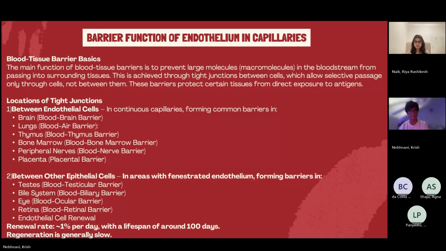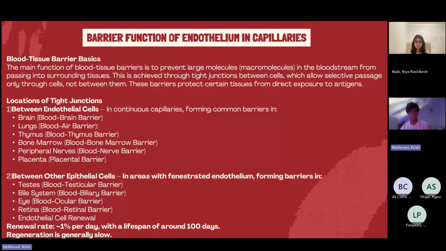new vessel. Barrier function of the endothelium. This is basically to prevent macromolecules from the bloodstream from going to the tissues. This is achieved through tight junctions between the cells, which, like I said before, allows selective passage of the macromolecules. Not all macromolecules can pass through. And when I say pass through, I don't mean they pass through the junctions. Since they are tight junctions, they're not going to allow anything to pass through.